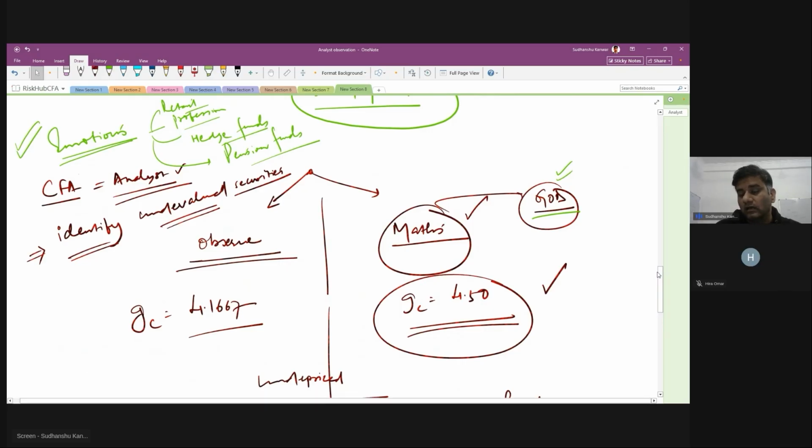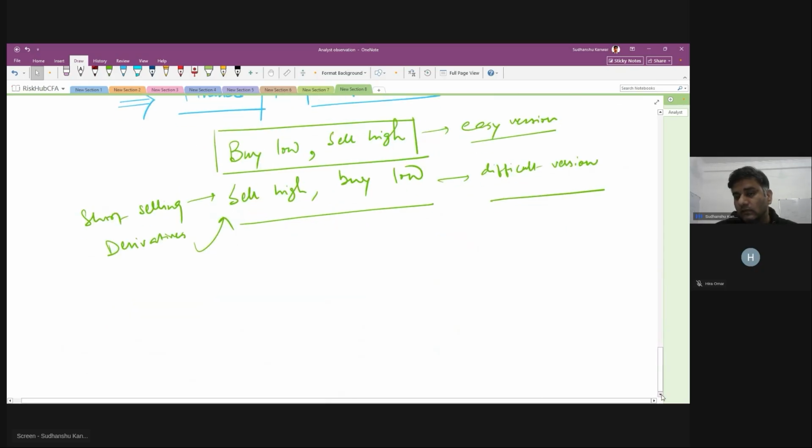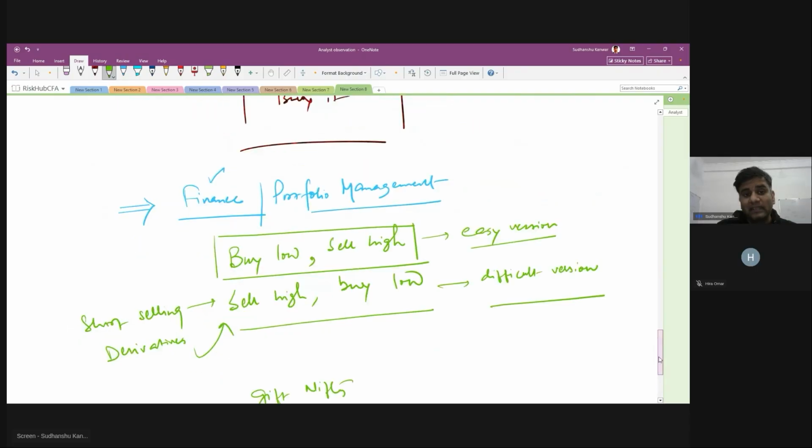Today, suddenly in the evening, the exit poll result came out. Gift Nifty, our index, is up. Gift Nifty is up because it is showing that the BJP government will win, right? So why is it up? Emotions, right? So this side is emotional, the market is emotional.